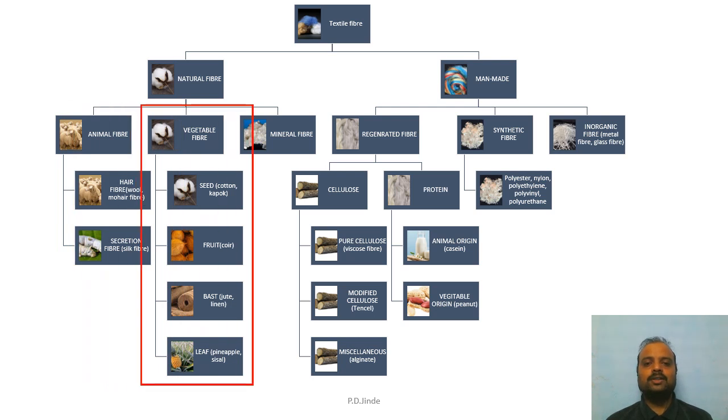Next classification is fruit. Fruit fibers are... an example of a fruit fiber, we can take coconut. Coconut is a fruit, and the fiber extracted from the fruit is called coir fiber.